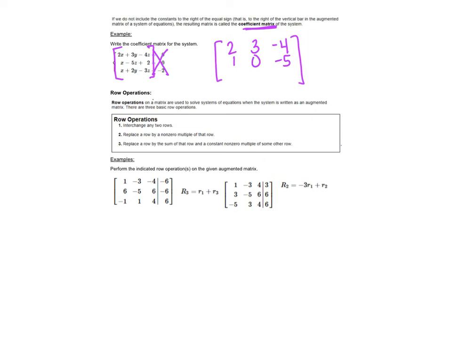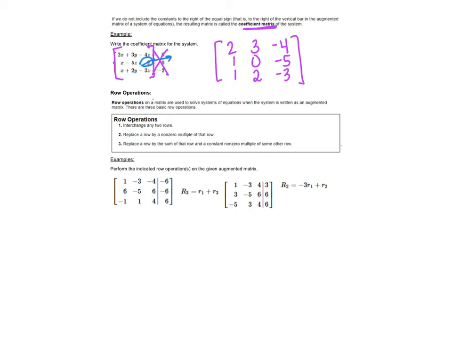So even though this 2 here is inside here, it really would have been moved over because it has no variable. So I am not going to use that because it is not a coefficient of a variable. Okay, moving to my next equation, I'm going to have a 1 for my x, a 2 for my y, and a -3 for my z. So that's what a coefficient matrix would look like.